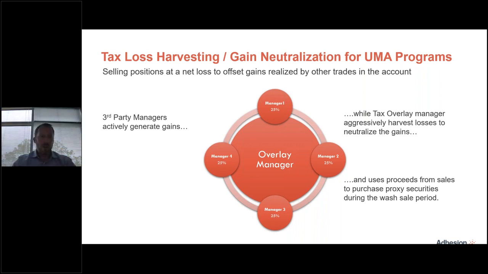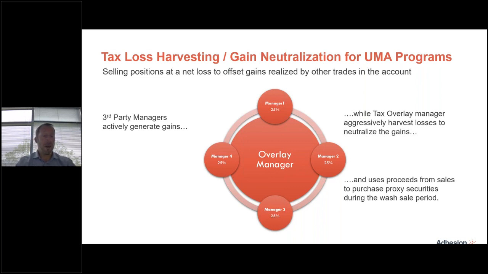So as this relates to a UMA account, we have third-party managers working to generate their alpha and outperform the market, but at the same time, we have an overlay manager like Adhesion aggressively tax harvesting losses to offset any gains generated through the daily trading. Additionally, we have an overlay manager that will invest those proceeds from the sales in proxy securities during the wash sale period, as we just mentioned, so that the client's assets are not invested in cash for 30 days.